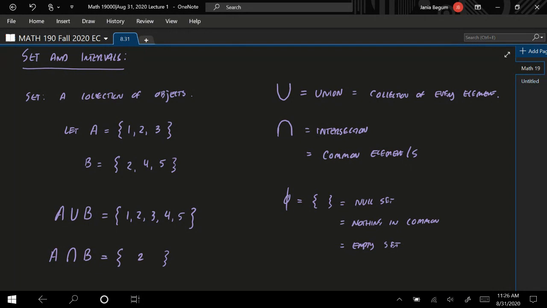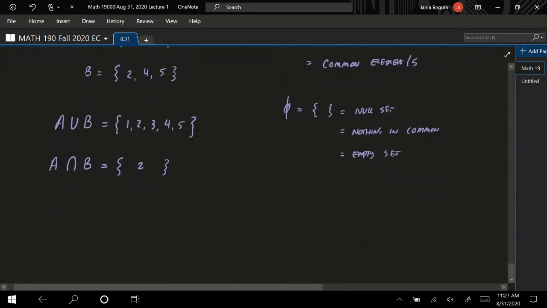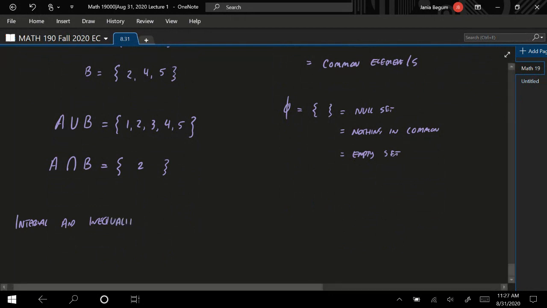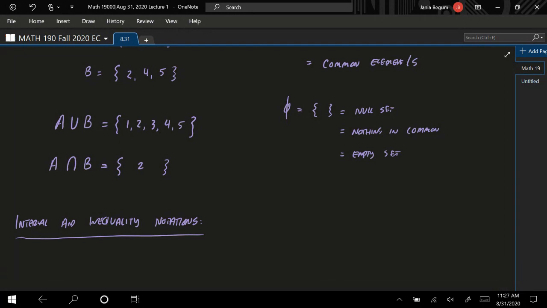Okay. Now that we know how to do this, we want to talk about interval notation and inequality notation. So I use both at the same time, interval and inequality. These are very useful when you're expressing a solution, which we'll do in the later sections. But for now, we just want to know how to draw them and how to express them. So, any questions?